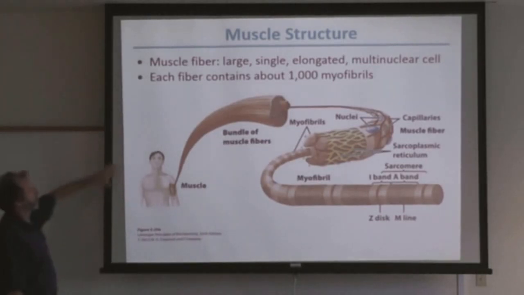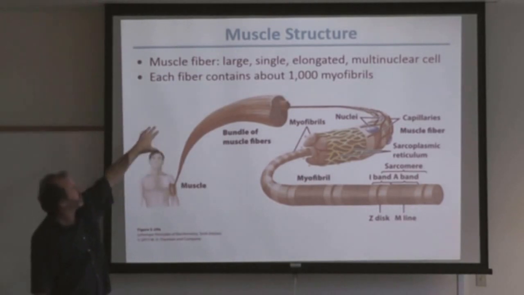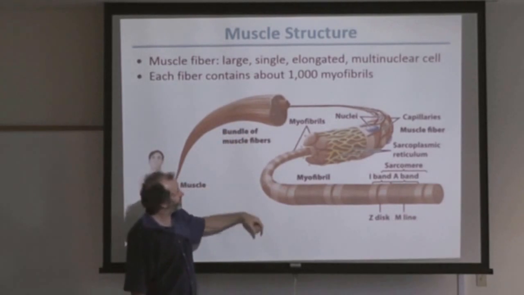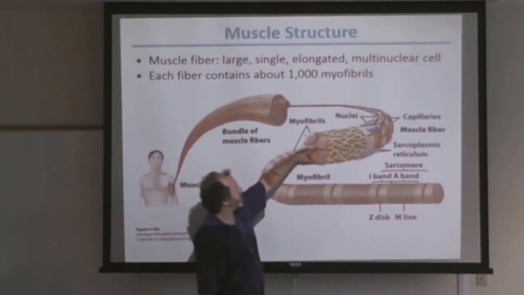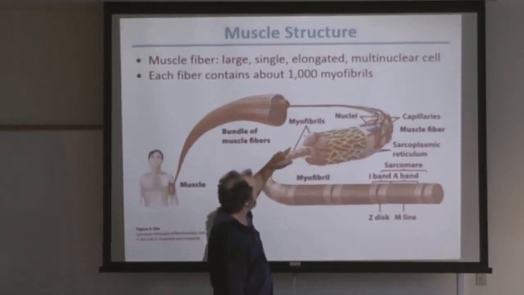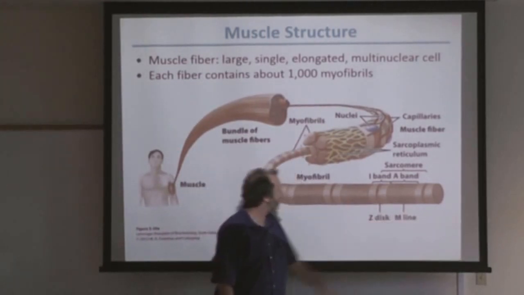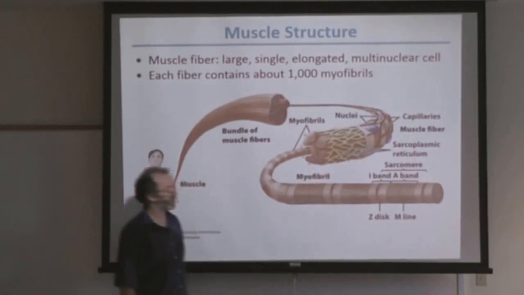So muscle fibers are large, single elongated, multinucleated cells, and each fiber contains about 1,000 myofibers. So you have all these myofibers, you have about 1,000 of them, and they contain like a Z disc and an M line, and the sarcoplasmic reticulum.